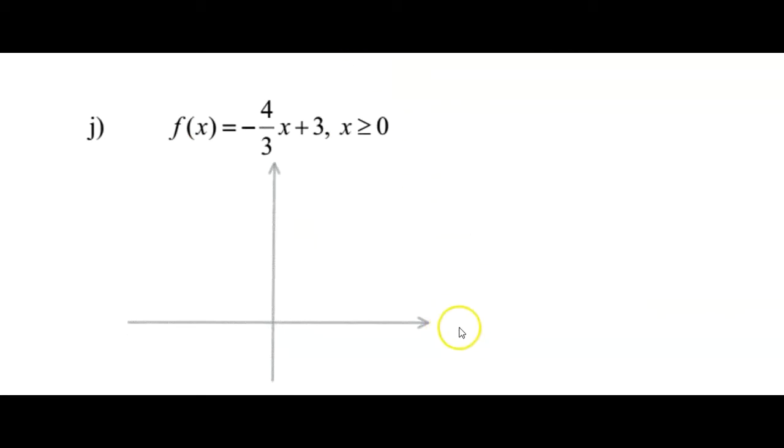Okay, this is the last example in my video. We are given f(x) equals negative 4 over 3 x plus 3. So I decided to sketch y equals x first.